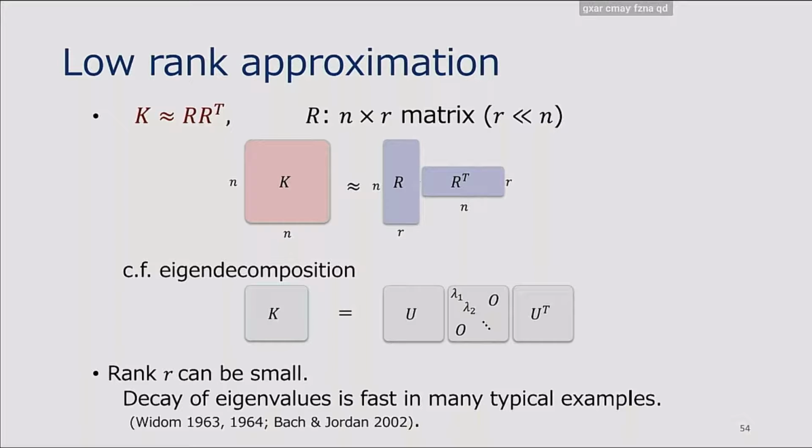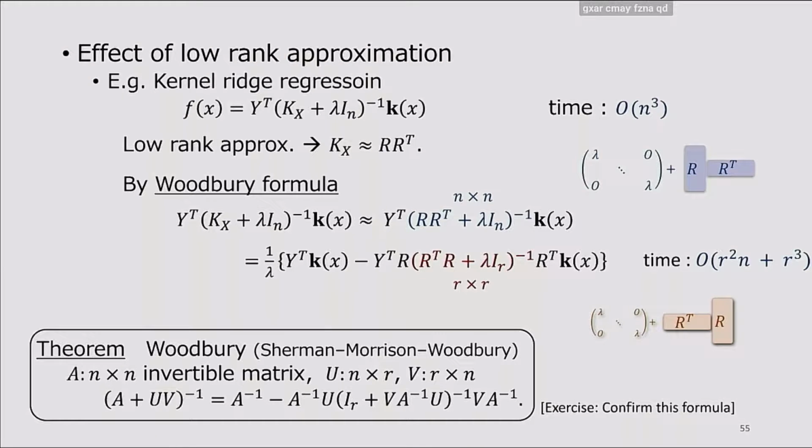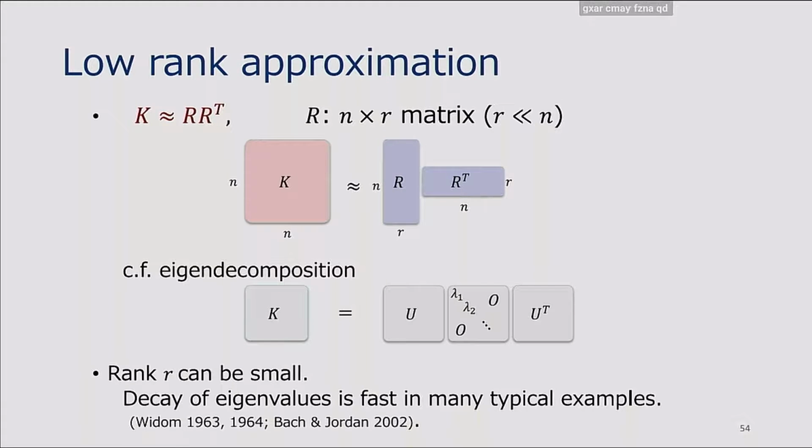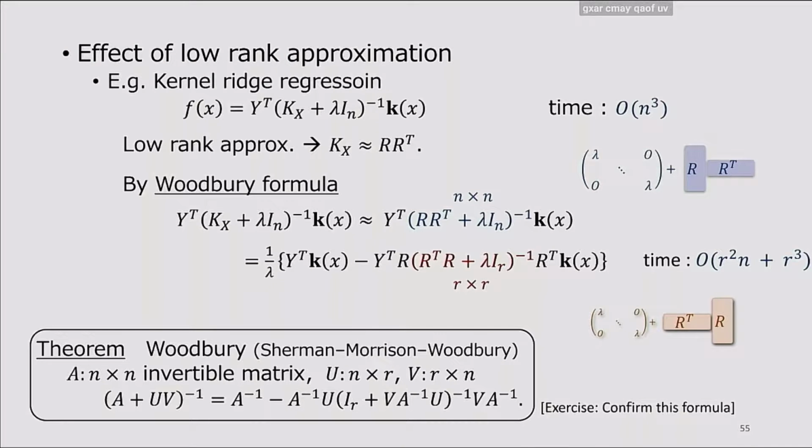So people use this type of low rank approximation if the sample size is very large. I'm not going into the details of how to construct this low rank approximation, but let's look at what the advantage of it is. For example, I use the method of kernel ridge regression to see how this low rank approximation is useful.